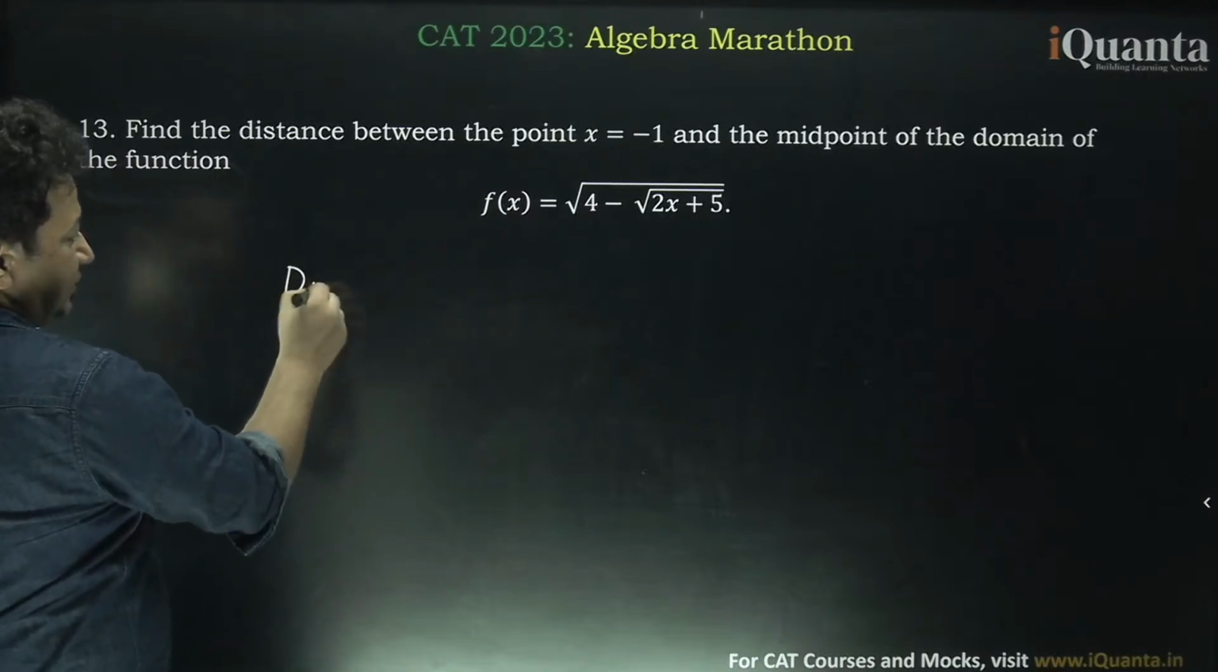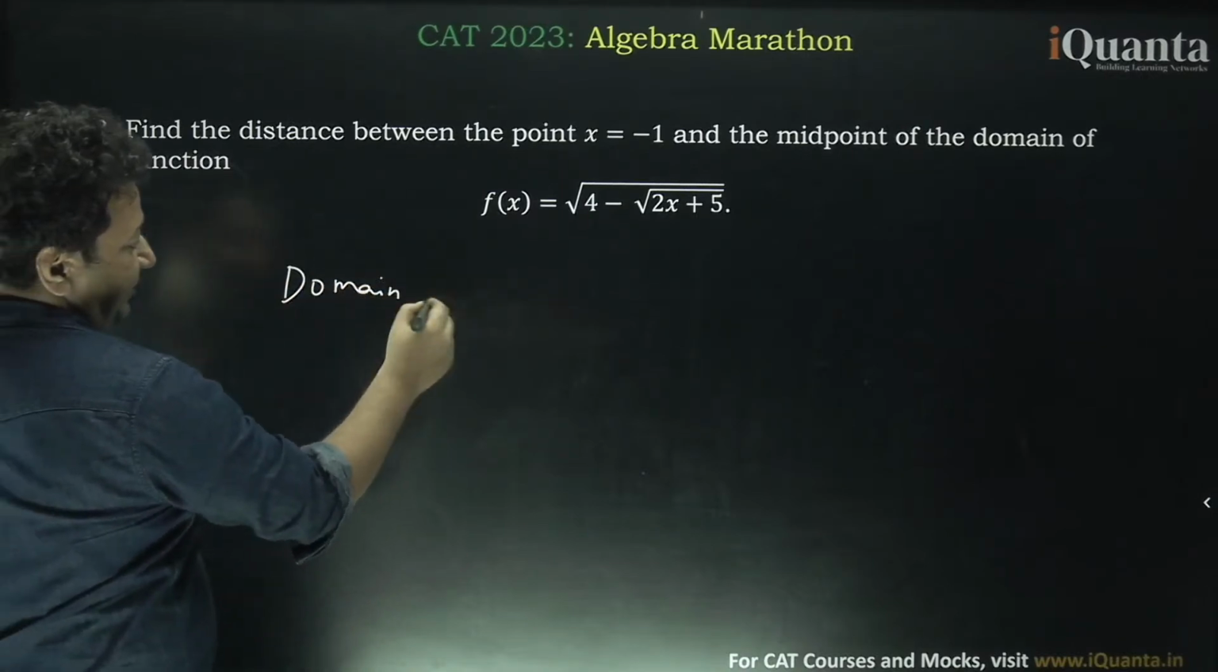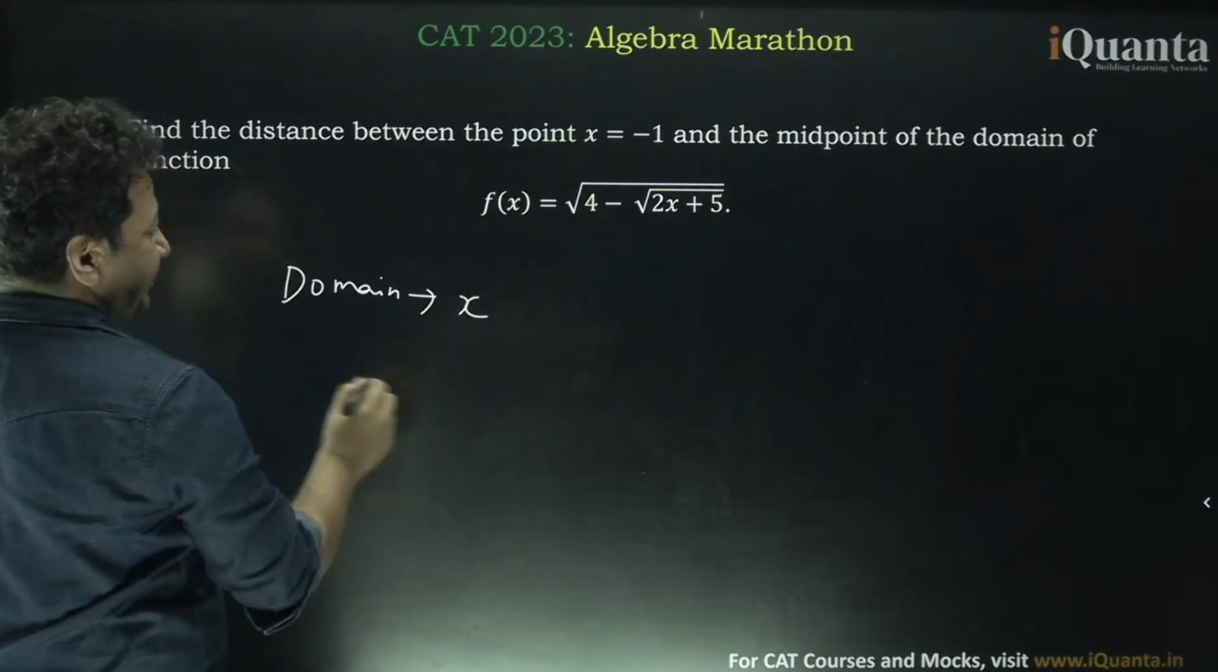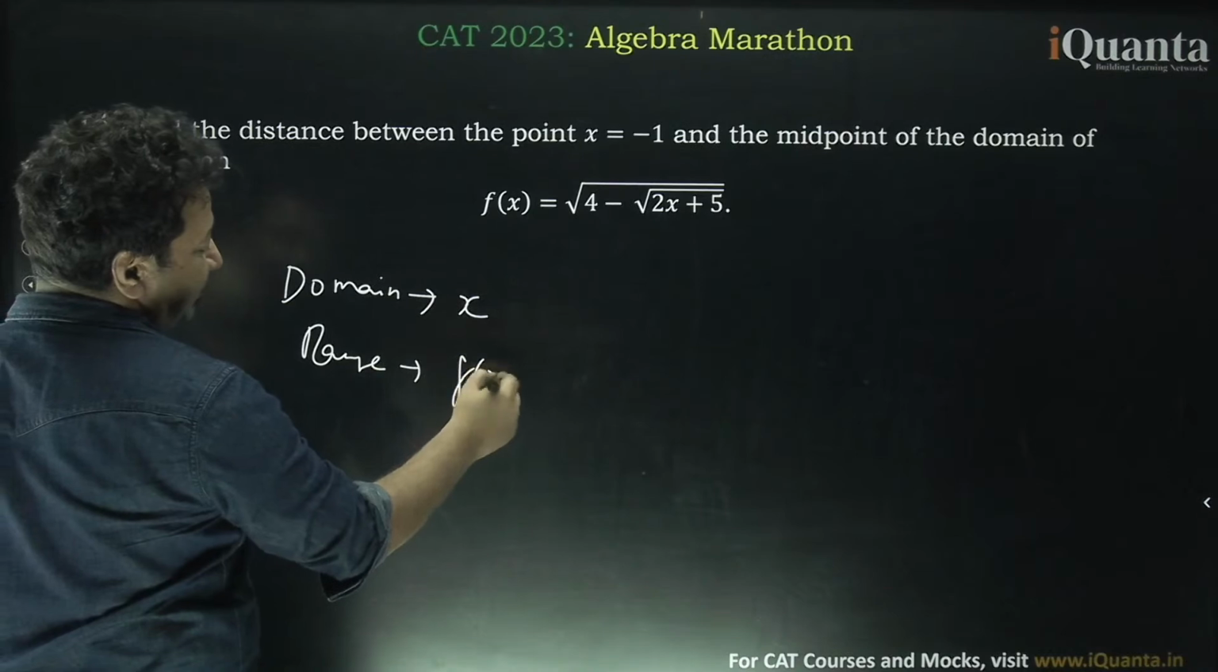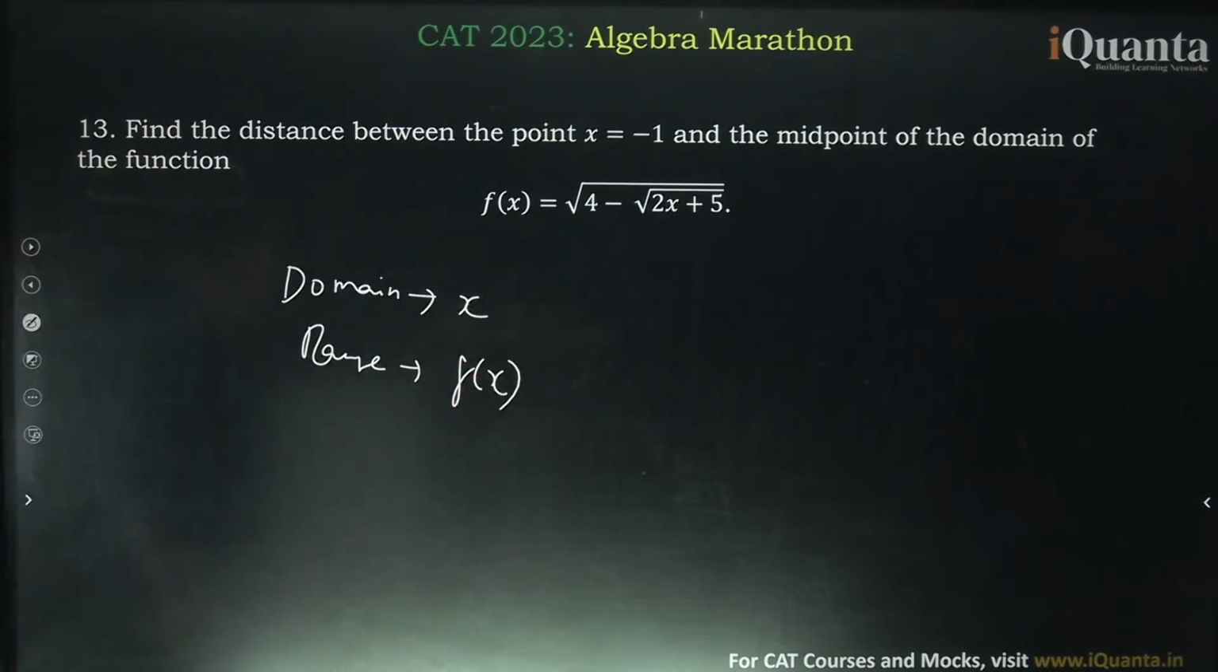Function. So domain will be the values of x, the independent variable, and range will be the value of the dependent variable, that is f(x). That is what domain and range mean. People will not know it.